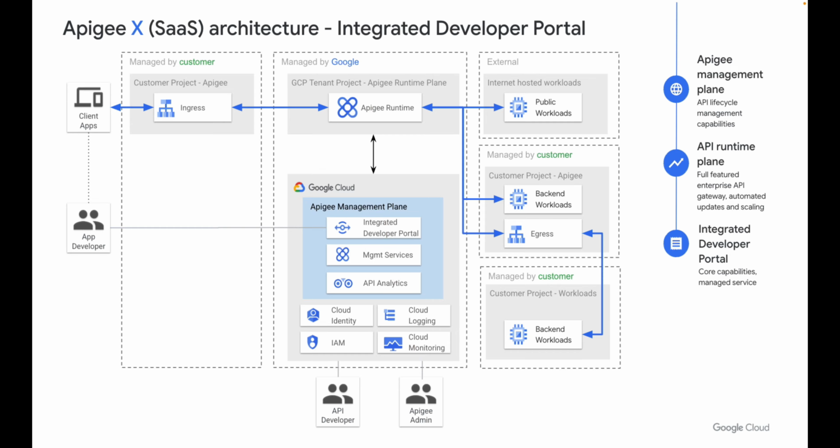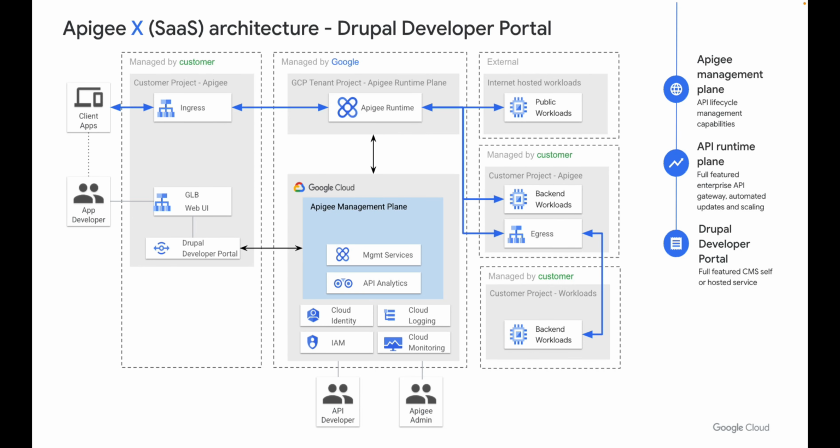Another option in terms of developer portal is Drupal. Drupal is a CMS, a content management solution, that can be used in the context of Google from the marketplace. Drupal is a CMS that you can find as a managed solution. In that case, the Drupal developer portal will communicate with the Apigee management plane in order to get the list of API products and interact more specifically with the Apigee solution.